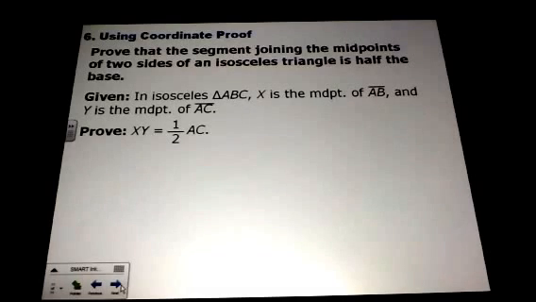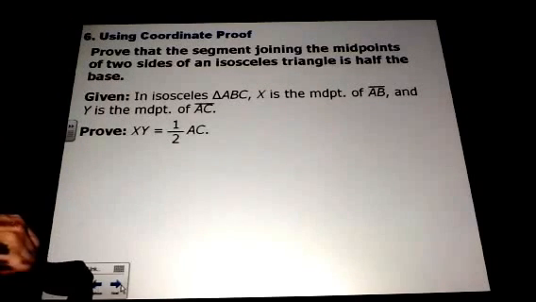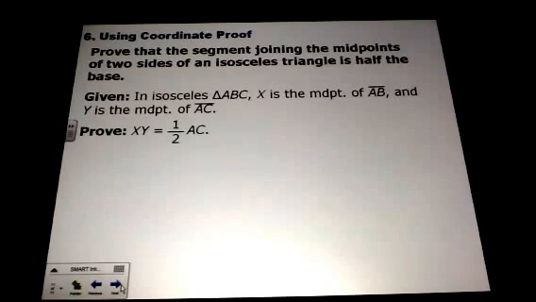Okay, using coordinate proof. Prove that the segment joining the midpoints of two sides of an isosceles triangle is half the base. All right, guys, I'm going to have to stop this and do a part 2. I don't think I have enough time.